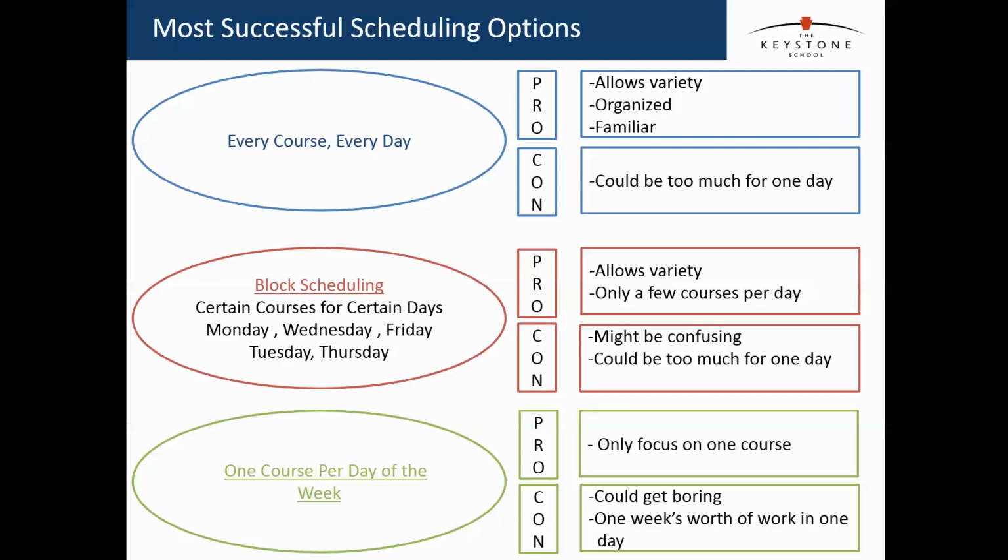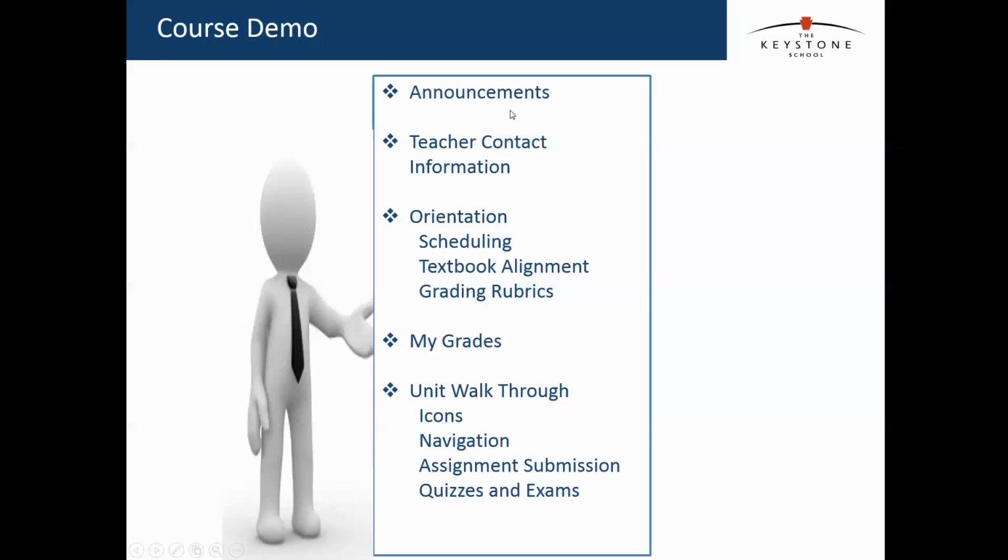Next, we're going to do a course walkthrough. We're going to look at course announcements, teacher contact information, and we're going to look at the orientation section within the course, or the teacher's office. In that section, we're going to be looking at scheduling, which is, again, very important. We just spent quite a bit of time on it, and we're going to be revisiting it again. We're going to look at textbook alignment, grading rubrics, and then we'll look at the My Grades page. And then last, we'll do a unit walkthrough, looking at the different icons, navigating, and assignment submission.